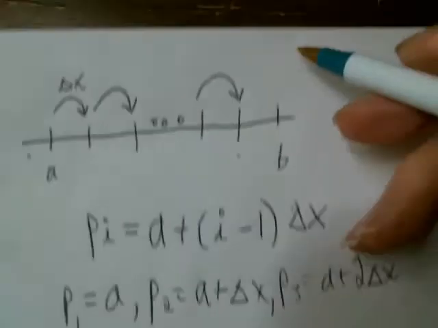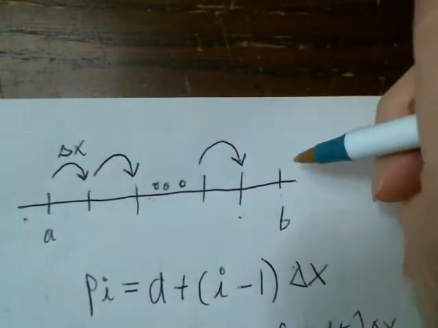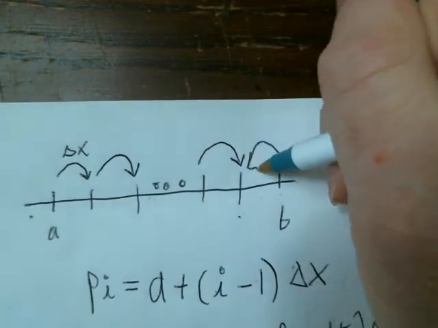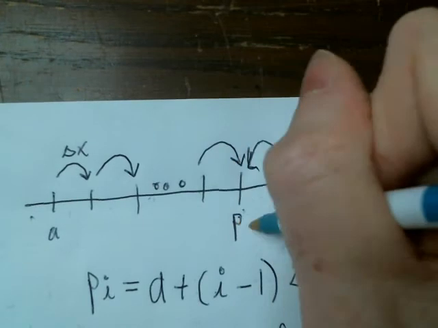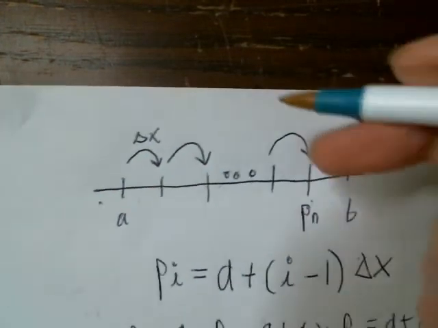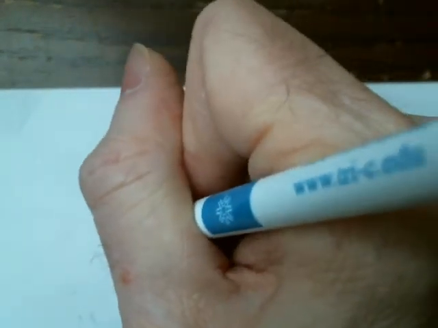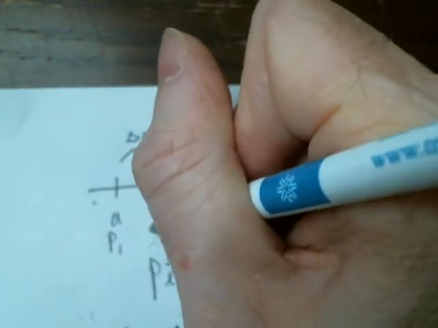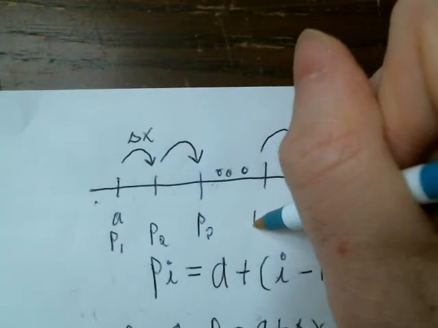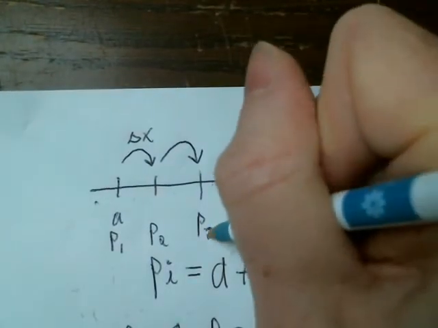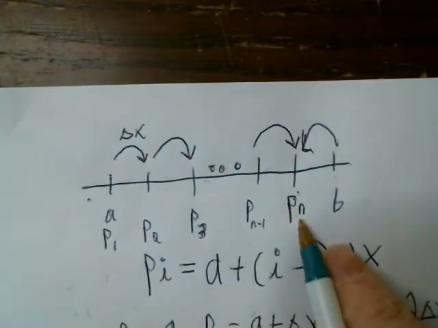Okay, so where is that? Well, here's b, and then if you go back minus change in x, you get to that particular value we want, which is p sub n. So a is the same as p sub 1, and then this would have been p sub 2, and then p sub 3, all the way up to p sub n minus 1, and then p sub n is the last left endpoint that we need for our sum.